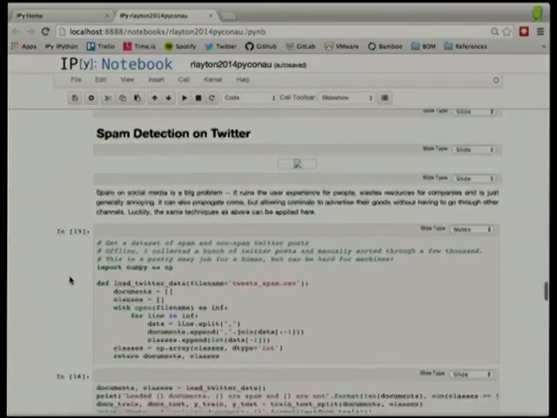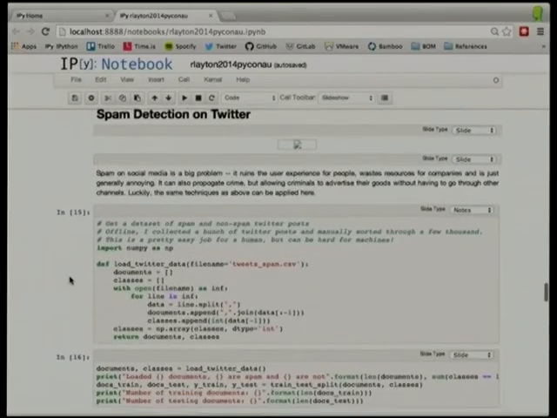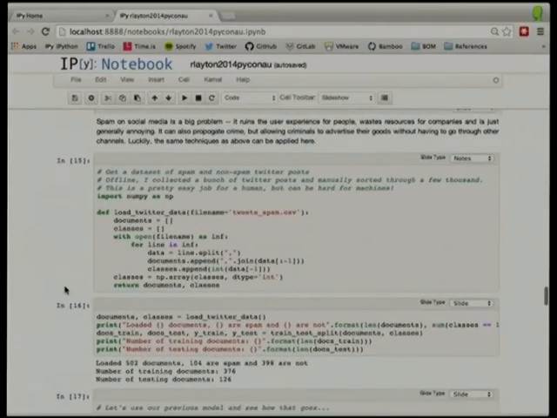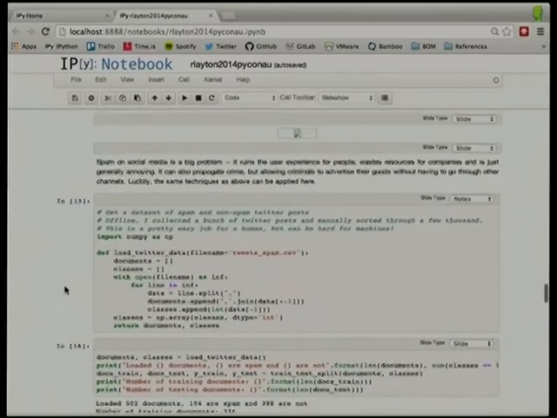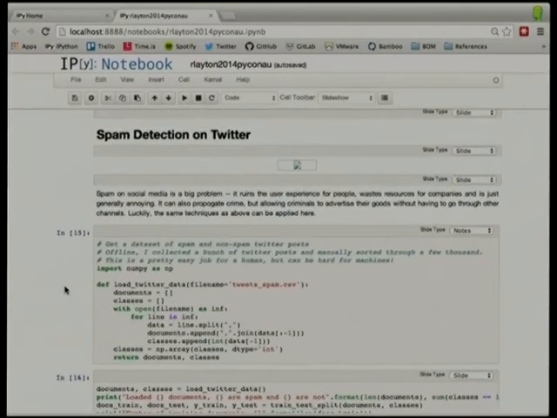Now, the next step is, I had a very cool Batman word cloud here. So if anyone wants to see that later, just let me know. So the next example is spam detection using Twitter, or spam detection on Twitter.